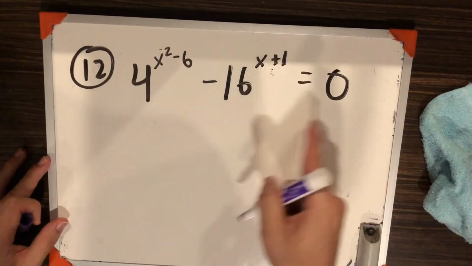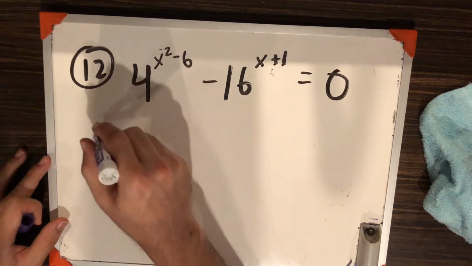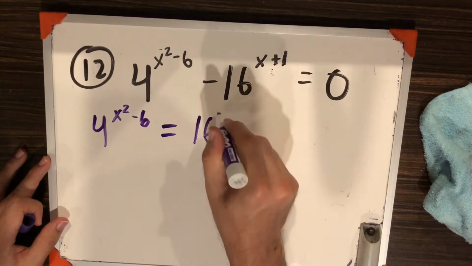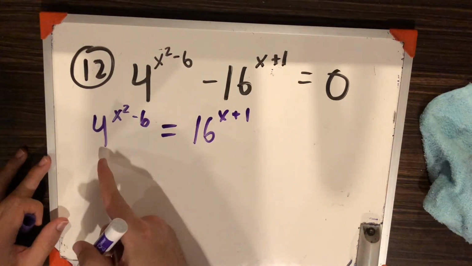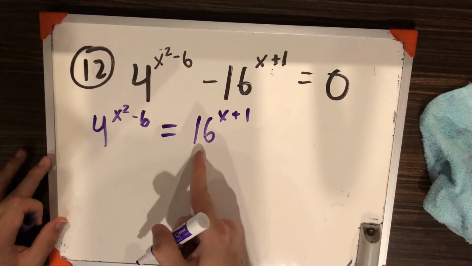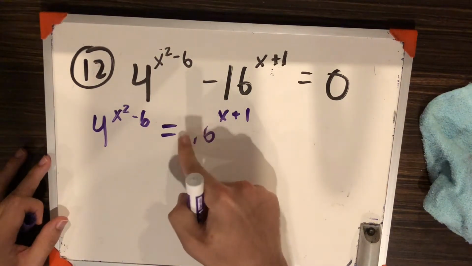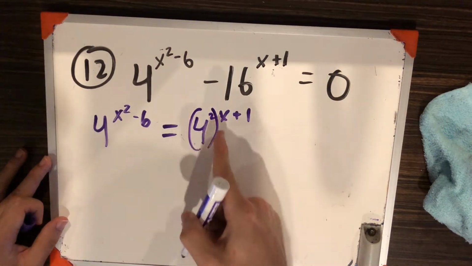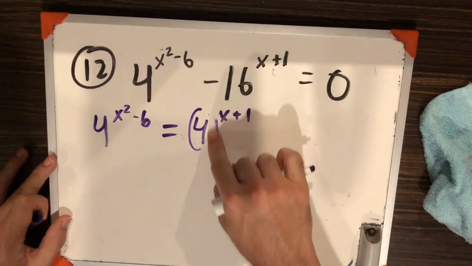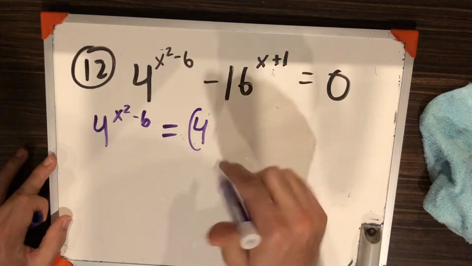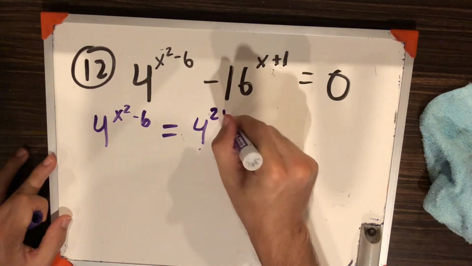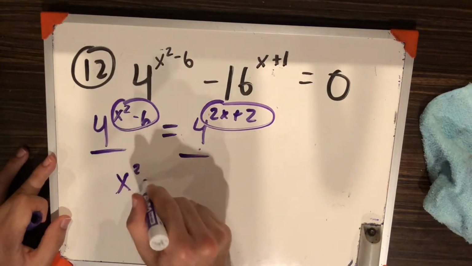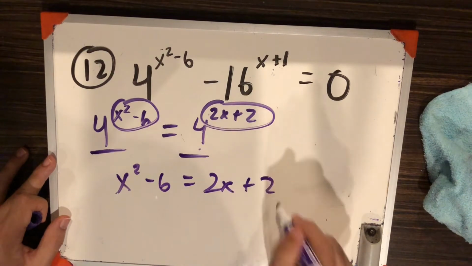Okay. Again, we want to compare bases. So 4 to the x squared minus 6 is equal to 16 to the x plus 1. We can change 16 to 4 squared because that's the same thing. If we change it to 4 squared, again, we can do power to power now. So that would turn out to be 4 to the 2x plus 2. Okay, same base. I can set these equal to each other. X squared minus 6 is equal to 2x plus 2.